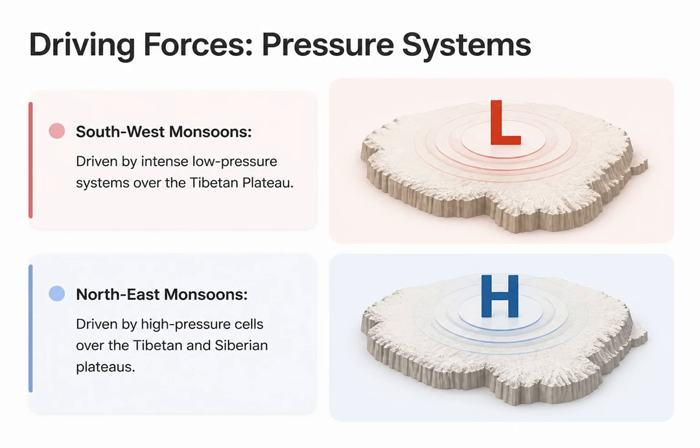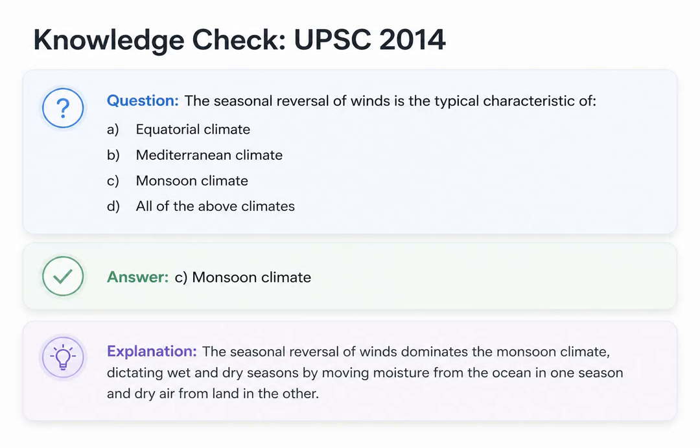What drives this massive reversal of winds? It all comes down to atmospheric pressure. The southwest monsoons are formed due to intense heating that creates a massive low-pressure system over the Tibetan Plateau in the summer. Nature abhors a vacuum, so moist air from the ocean rushes in to fill it. In winter, the opposite happens. Intense cold creates high-pressure cells over the Tibetan and Siberian plateaus, pushing dry air outward towards the ocean, creating the northeast monsoons.